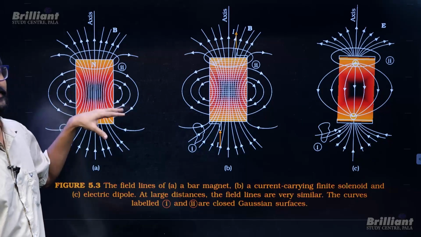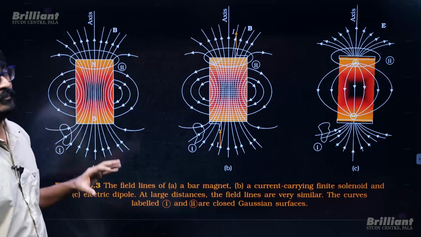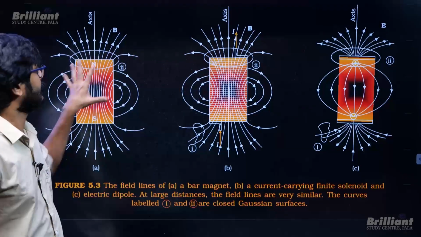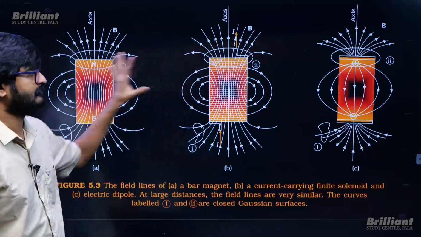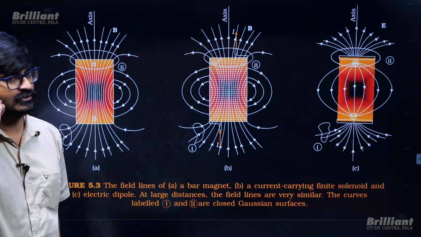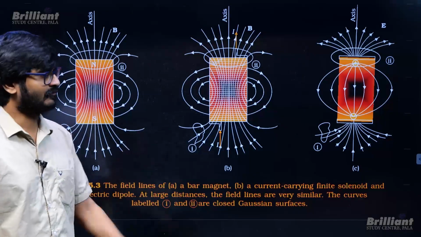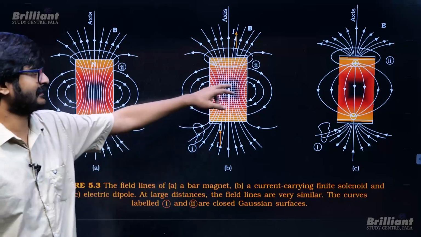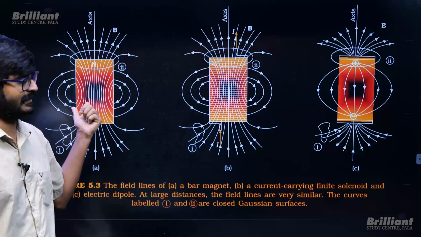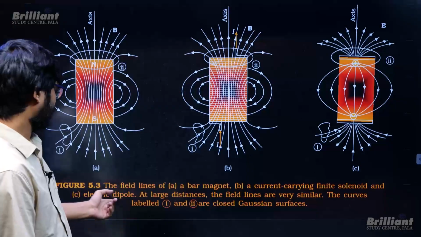So if you draw magnetic field lines for a bar magnet, it looks like this. If you draw magnetic field lines for a current carrying solenoid, it looks like this. Now if you notice, both are almost the same. So basically a bar magnet and a current carrying solenoid are going to behave almost the same way. We will see the reason behind that, why something acts like a bar magnet, later. Now if you look here, this is an electric dipole.